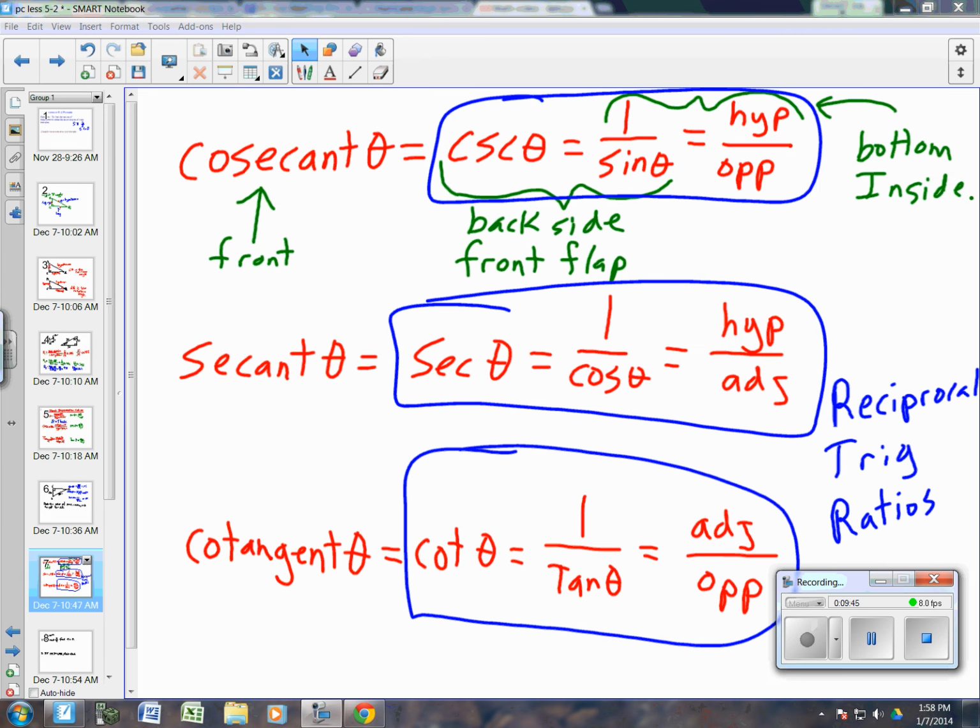Okay, so here's cosecant, secant, and cotangent. These are the other 3 trig ratios. If you flip sine over, you get hypotenuse over opposite, and we call it the cosecant. This stands for cosecant. See, cosecant. The theta. I talked about theta. Theta is the variable. Stands for an angle.